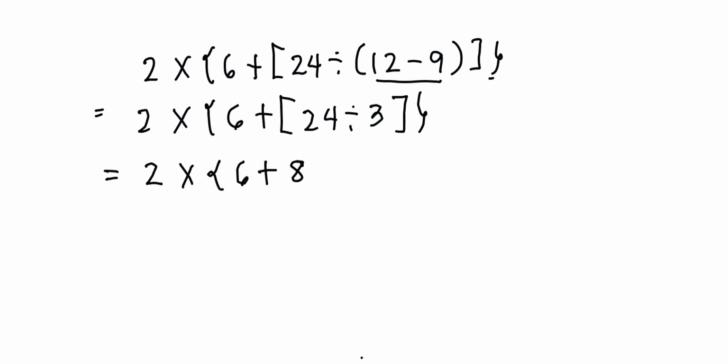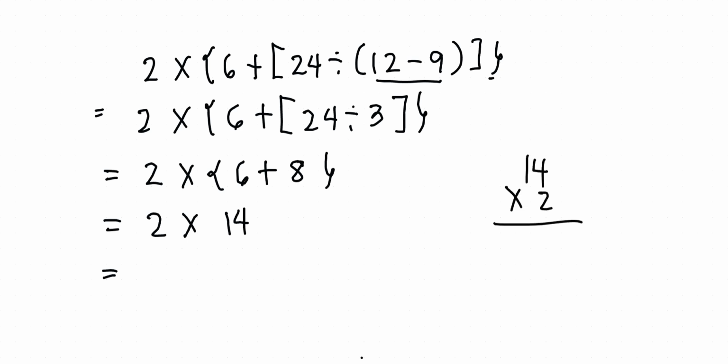Okay, just copy again. 2 times, what is 6 plus 8? We're going to do now 6 plus 8 because this is still in the grouping. So 6 plus 8 is 14. Okay, so there's no grouping anymore. That's the time we can solve 2 times 14. And what is 2 times 14? 4 times 2, that's 8. 1 times 2 is 2, so 28. So your final answer here is 28.